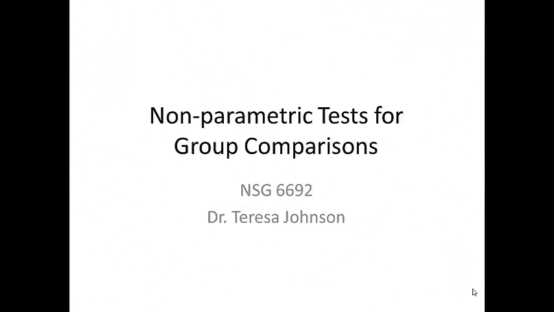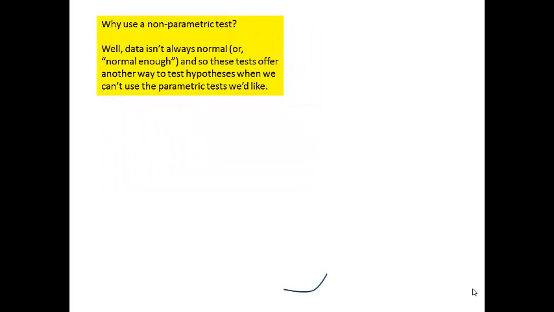This lecture covers non-parametric tests for group comparisons. The first question you might ask is, why use a non-parametric test? We've said several times in the course that parametric tests are more robust and should be used whenever possible. However, parametric tests have to meet several assumptions that cannot always be satisfied in real life. Sometimes data isn't normal, and so non-parametric tests offer another way to test hypotheses when we can't use the parametric test that we'd like.